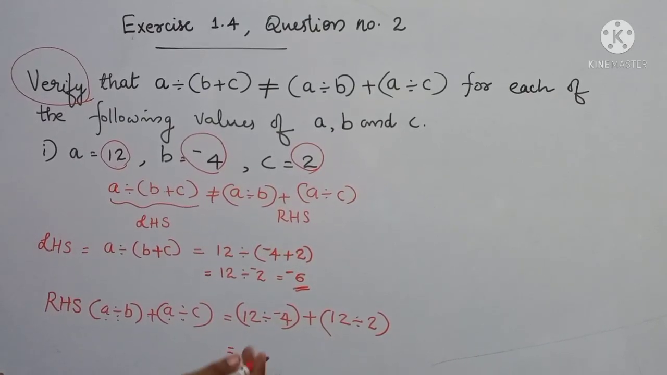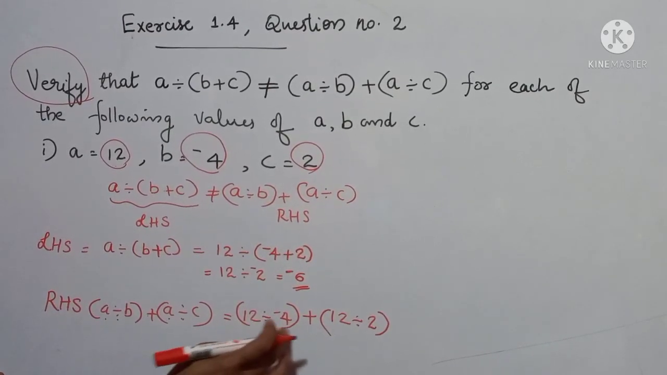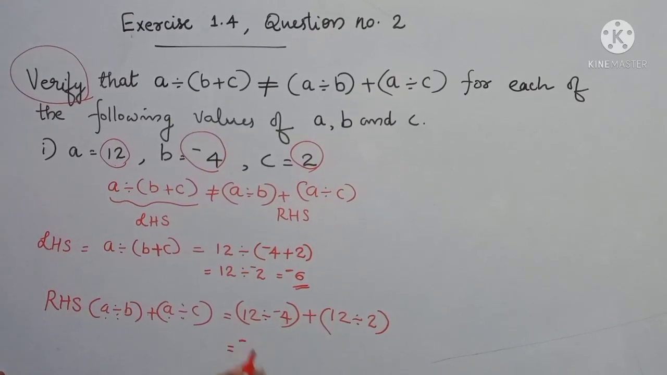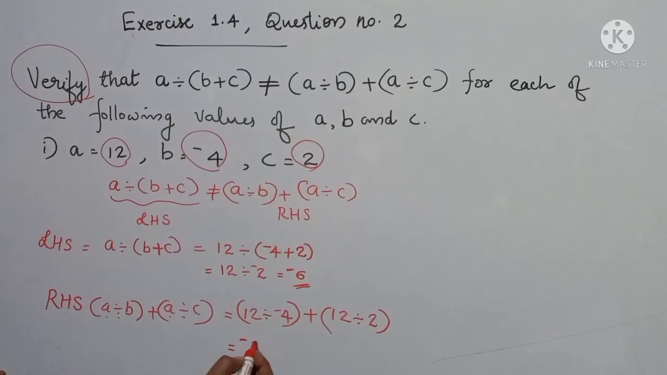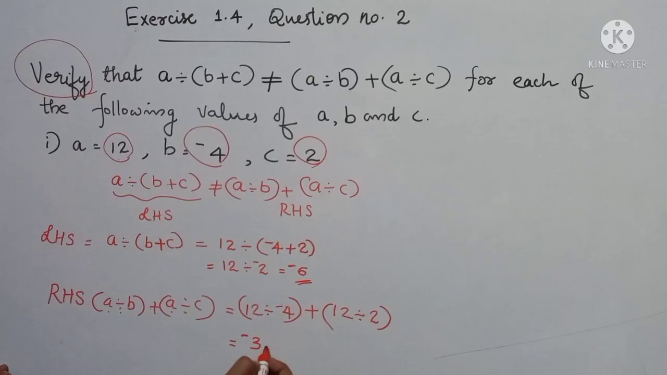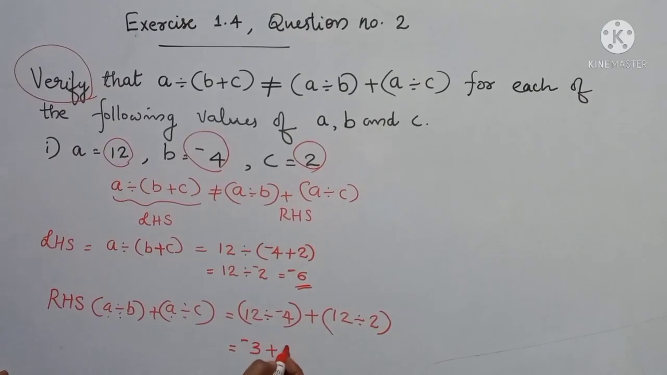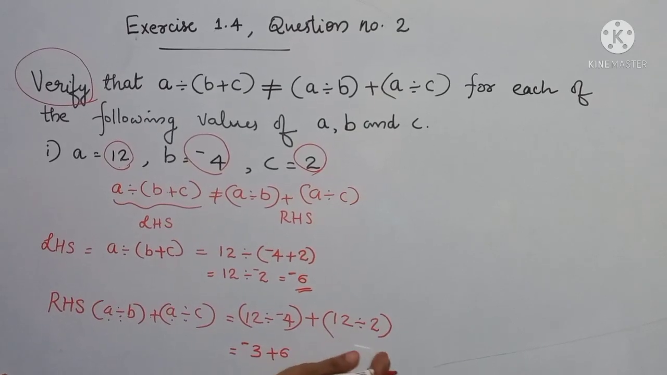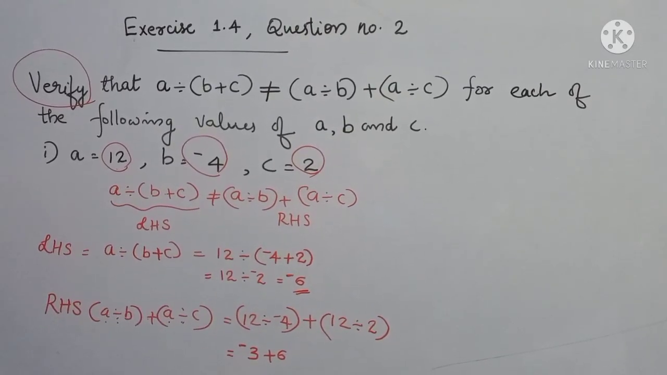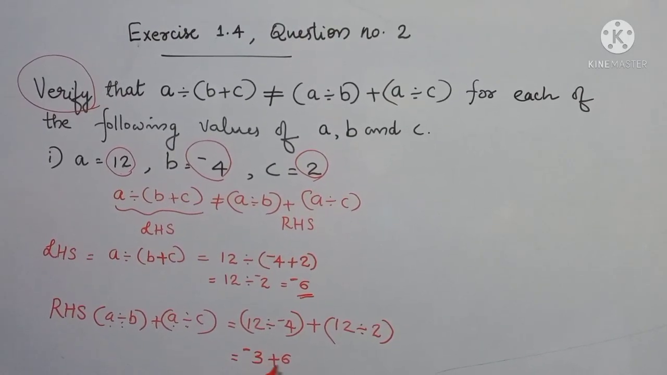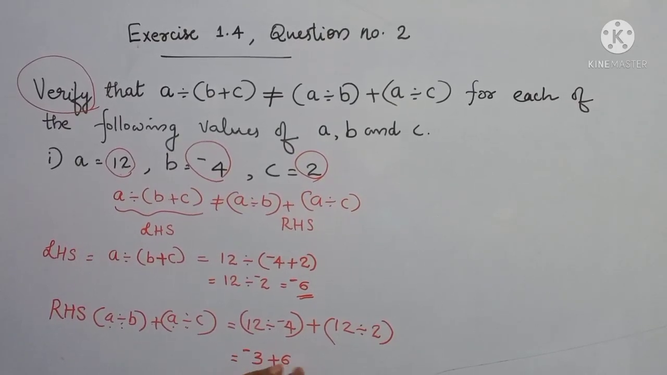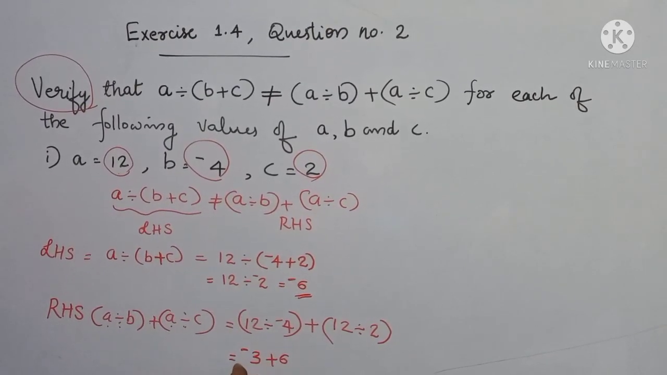That is equal to 12 divided by minus 4. Positive divided by negative gives minus. 12 divided by minus 4 is minus 3. Plus. Put that plus here. 12 divided by 2. What is it? 6. 12 divided by 2 is equal to 6. Then it is equal to minus 3 plus 6. What is minus 3 plus 6? One is positive, one is negative.